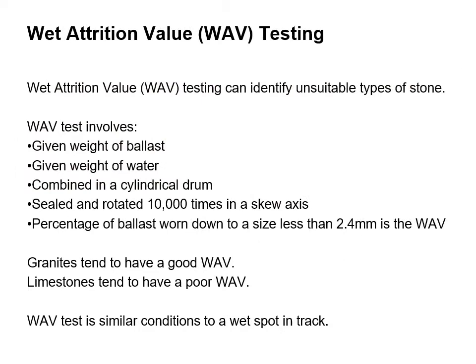So the wet attrition value can be used to test for identifying suitable types of stone. The test involves a given weight of ballast and a given weight of water, combined in a cylindrical drum, sealed and rotated 10,000 times in a skew axis, and the percentage of ballast worn down to a size less than 2.4 millimetres is the WAV value. Granites tend to have a good WAV value, limestones tend to be very poor. The WAV test is similar in terms of the conditions for a wet spot of track.